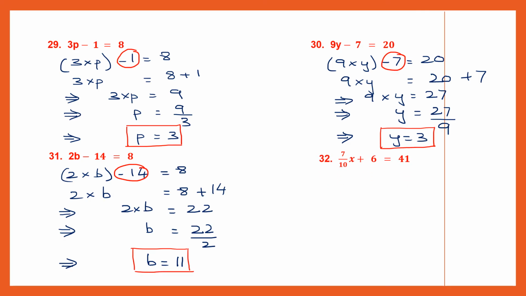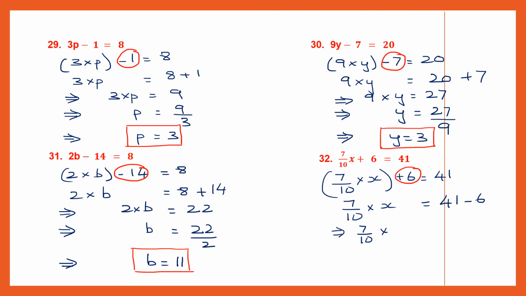32. 7 by 10x, that is 7 by 10 into x plus 6 is equal to 41. So 7 by 10 into x is equal to 41. Now when you transpose plus 6 to the other side, it becomes minus 6. So 7 by 10 into x is equal to 41 minus 6.